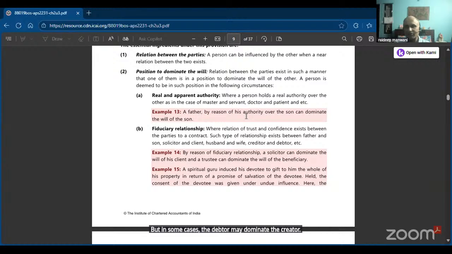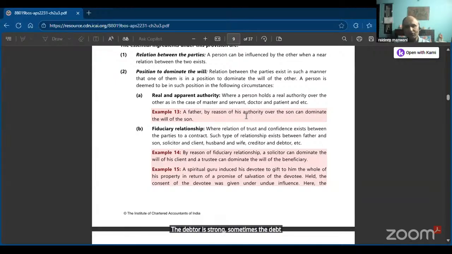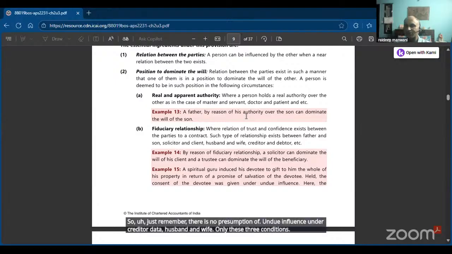See, I have given some money to my friend. He's not returning the money. He'll say, unless you reduce the interest by 10%, I'll not give you back the money. The debtor is strong. Sometimes the debtor can dominate the creditor. So just remember, there is no presumption of undue influence under creditor, debtor, husband and wife. Only these three conditions. Now we discussed all these three points.